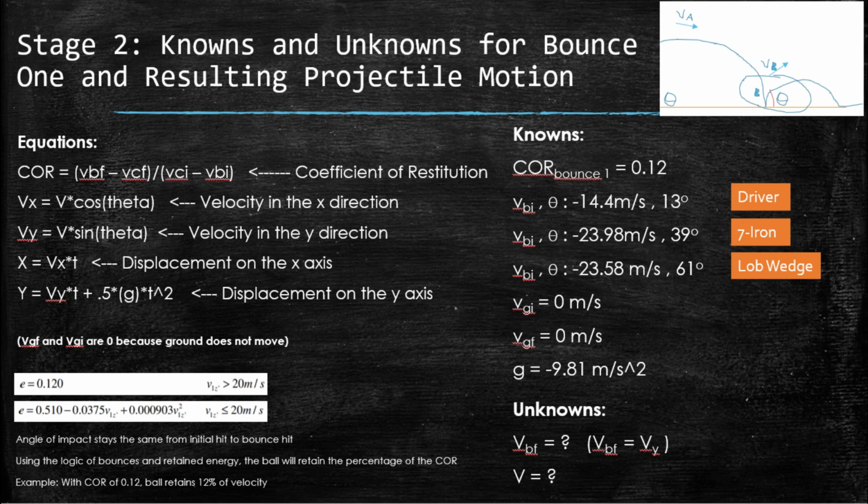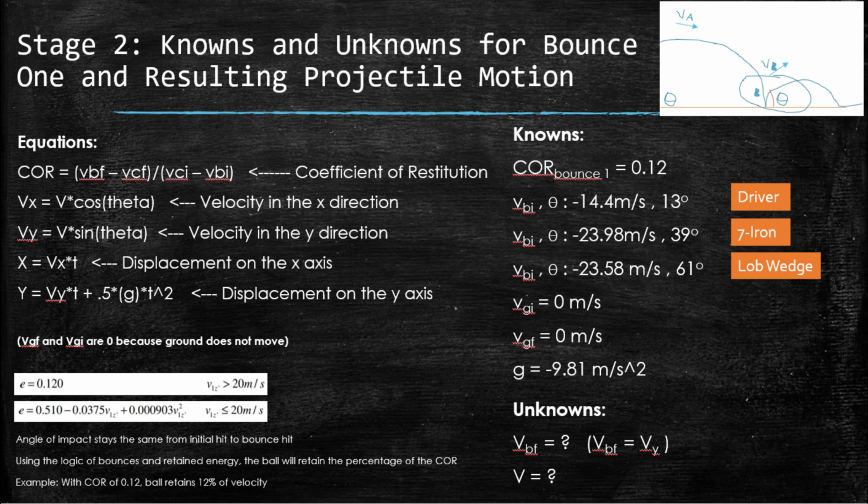So we have our 6 equations: the coefficient of restitution, the velocities in the x and y direction, the displacements in the x and y axes, and for E, another coefficient of restitution equation, obtained from a study we found, which is in our sources. The coefficient of restitution for impact of a golf ball on flat grass above 20 meters a second is 0.12, while below 20 meters a second, it's that complicated equation you see right there.